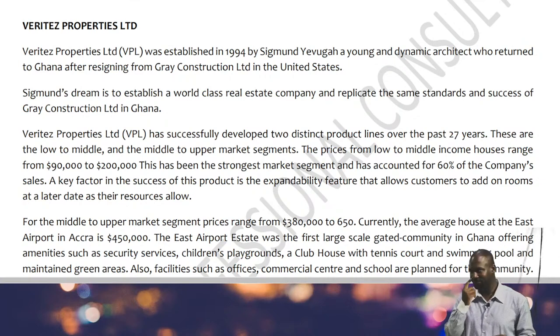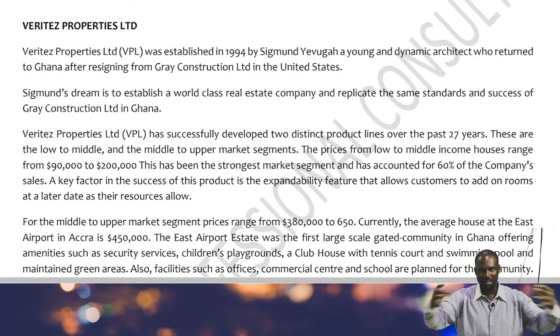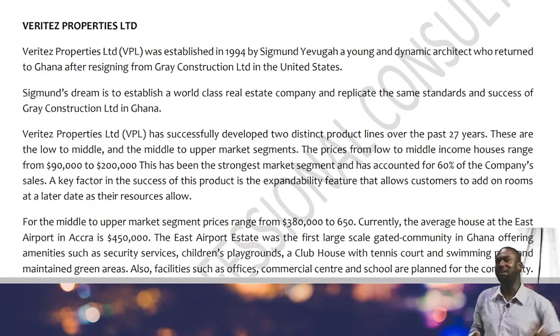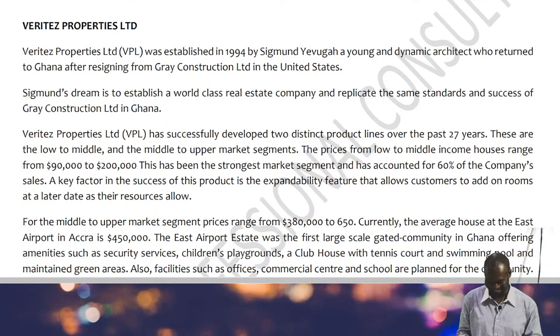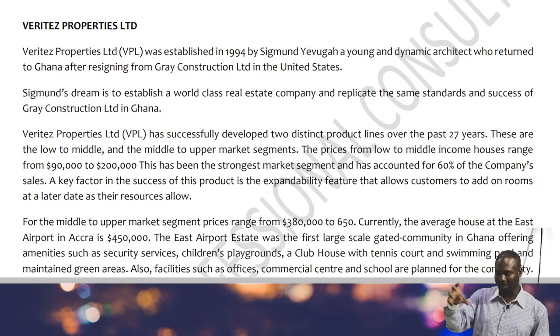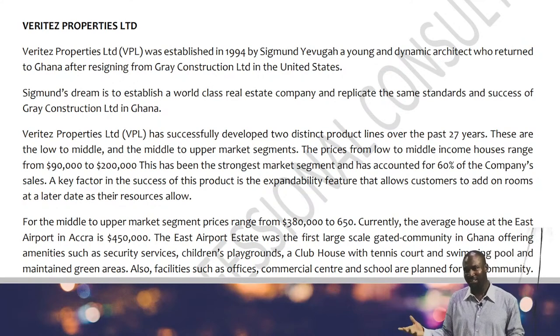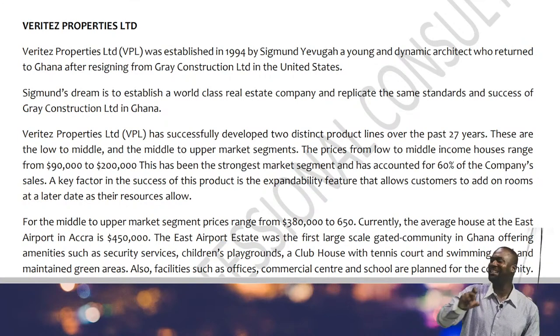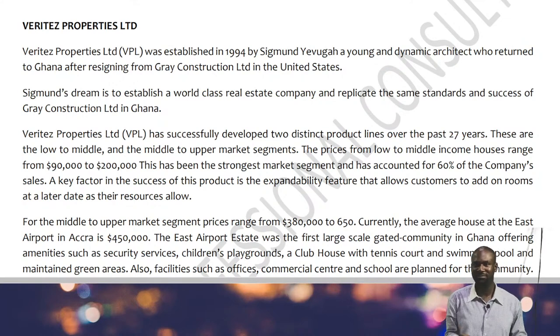Are you ready? So this information is a merger of relevant information from Reggie Manuel Gray Estate and then Devtrack, which I've already told you. Are we clear? So let's move now. Veritas was established in 1994 by a young and dynamic world architect who returned to Ghana after resigning from Gray Construction. So you saw the name Gray. That should tell you Reggie Manuel Gray. Exactly. Reggie Manuel Gray is by Regina Botchwe and Emmanuel Botchwe. So Regina and Emmanuel, called Reggie Manuel. Exactly. It's a husband and wife.